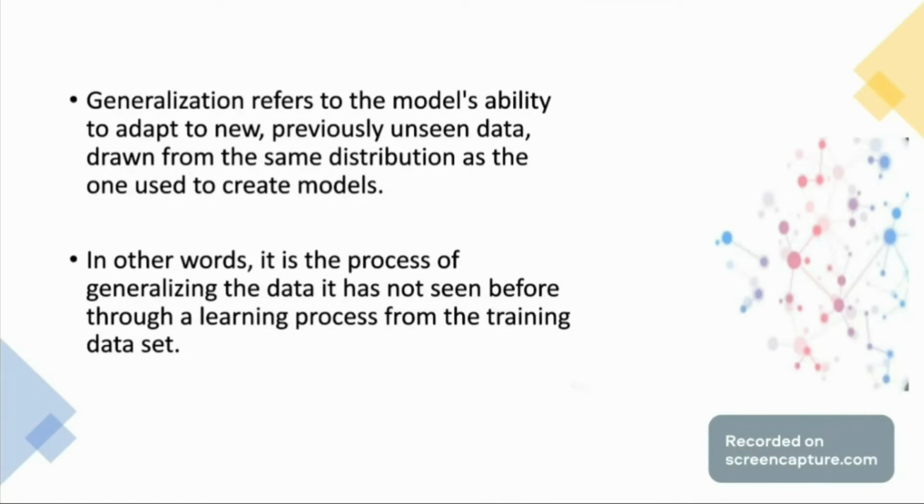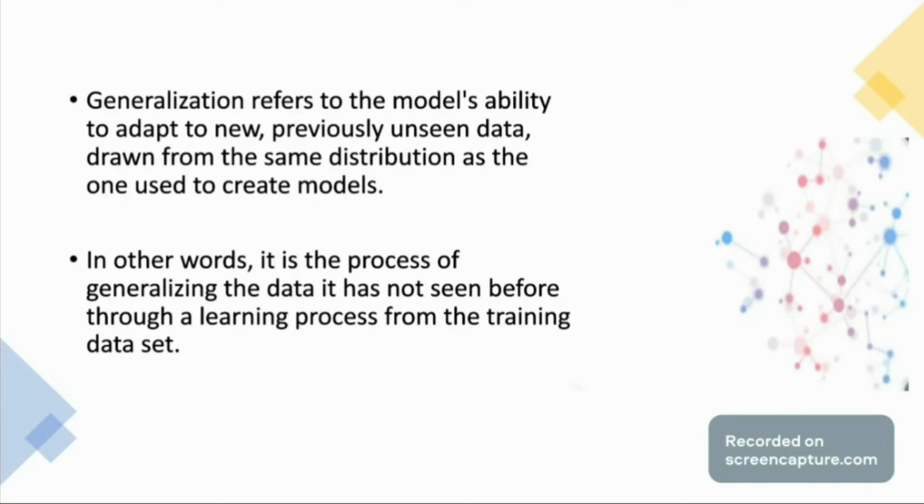So to begin with, we have to discuss what generalization is. Generalization refers to the model's ability to adapt to new and previously unseen data drawn from the same distribution as the one used to create the models. Firstly, we have to learn from a dataset, and then from this learning, we have to determine the test dataset. In other words, generalization is the process of generalizing the data it has not seen before through a learning process from the training dataset.